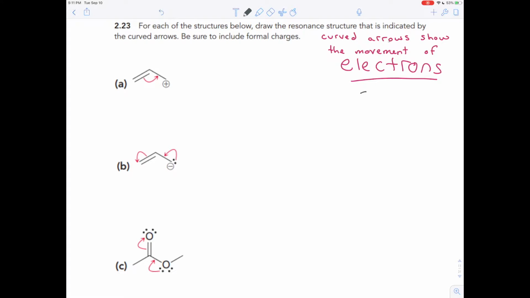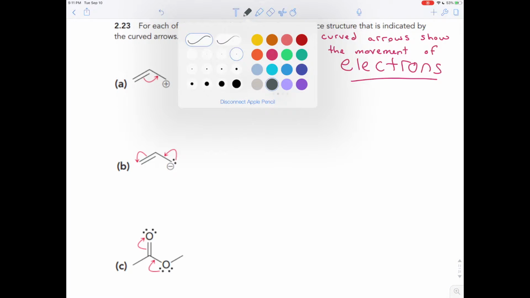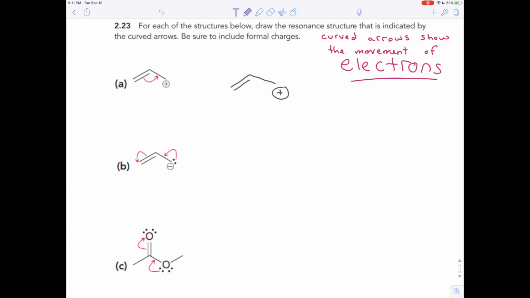And so the curved arrows show the movement of electrons, not of atoms, of electrons. It's the bonds and the lone pairs that are going to be changing their place. You're not moving atoms around. So the first step in drawing the other resonance structure here is to retrace this molecule exactly as it is, copy it down, just without the curved arrows. The second thing you want to do is to draw the hydrogens in.